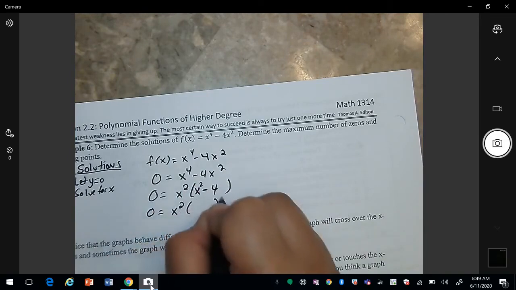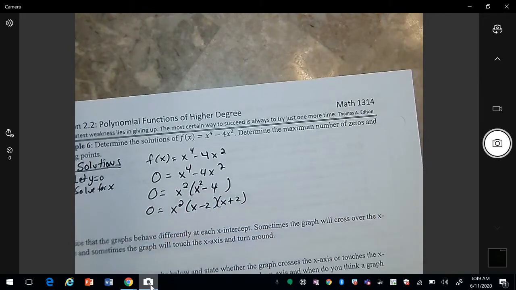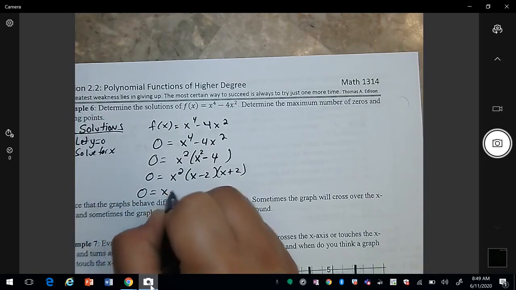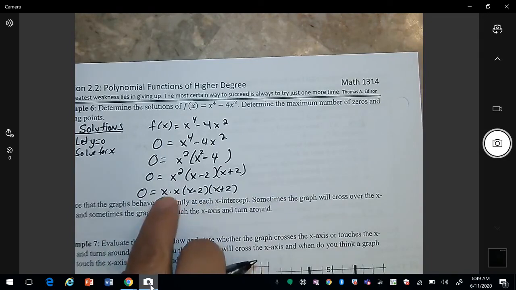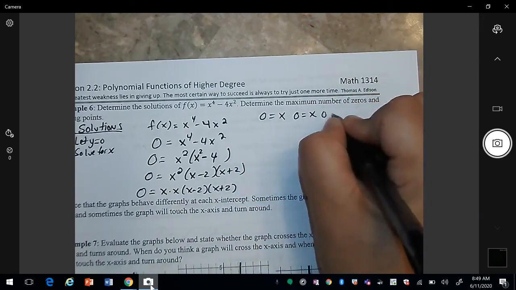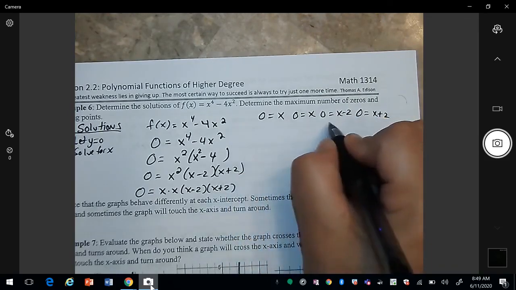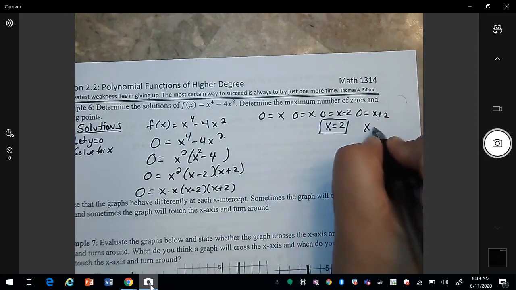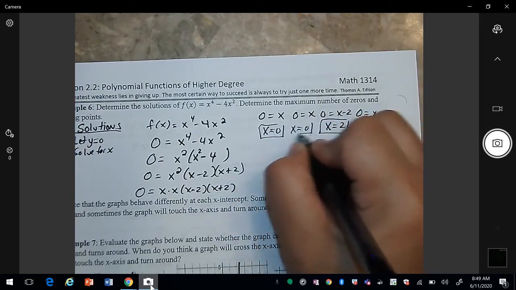Try to factor this parentheses. This is perfect squares, so I'm going to have x minus 2 and x plus 2. So this x squared can be the same as x times x. And I go ahead and write it this way so that we don't forget that there's actually 2 here. So now I can say 0 is equal to x, 0 is equal to x, 0 is equal to x minus 2, and 0 is equal to x plus 2. So my zeros are going to be x equals 2. Subtract the 2 here, x equals negative 2, x equals 0, and x equals 0.